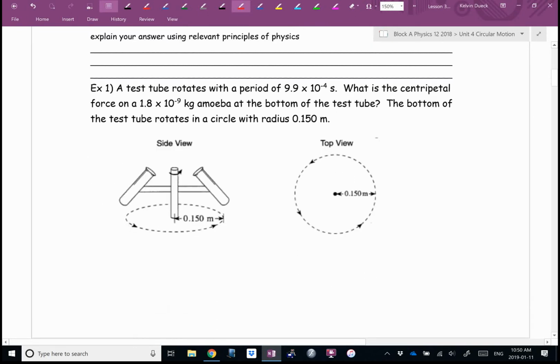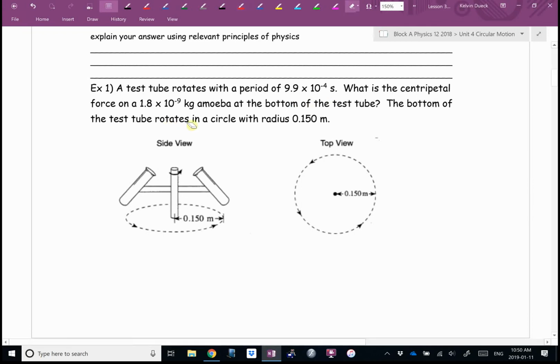Instead, there's something called a centrifuge. I don't like the name because it's named after centrifugal force, with an F, which is not a force, it's inertia, but whatever, they're called centrifuges. They're little test tube devices that spin really fast, and if you spin it fast enough, you can separate different substances, you can break cells apart, you can separate blood plasma from hemoglobin or whatever. So a test tube rotates with a period of 9.9 times 10 to the negative 4 seconds. That's pretty fast. That's a very small number.